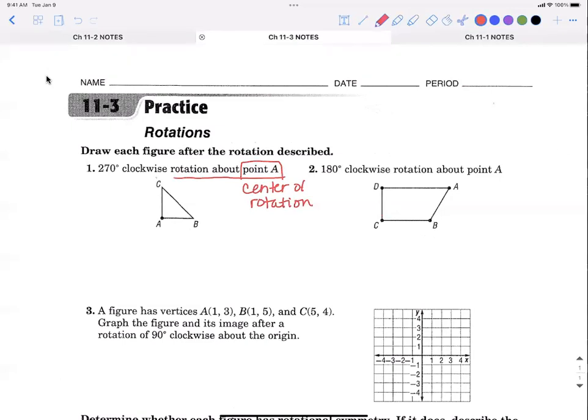And you can pick a lot of things. It can rotate around point A, point B, point C. It can rotate around an origin. There's a lot of different things here where it can rotate. But in this particular problem, it tells us that it rotates around point A.